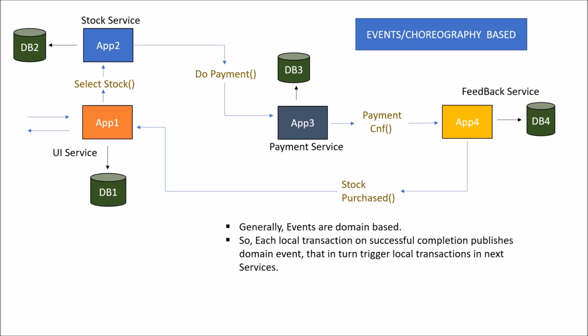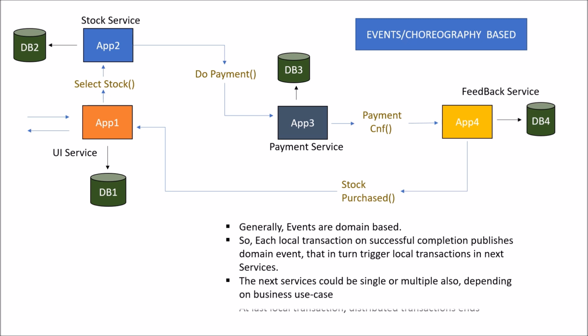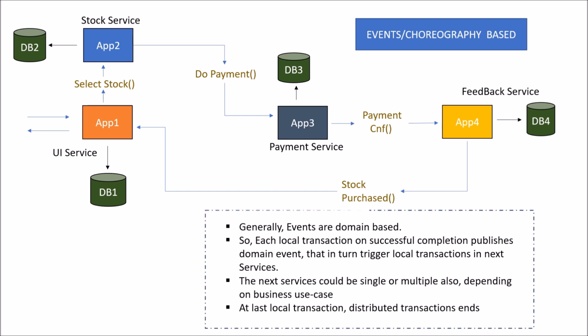So each local transaction, on successful completion, publishes a domain event that in turn triggers a local transaction in the next service. So here we are talking about a one-to-one relationship. It could be a one-to-many relationship also. The next service could be single or multiple, depending upon the business use case. At last, the local transaction, the distributed transaction, ends. So these are the points related to the event or choreography based approach.